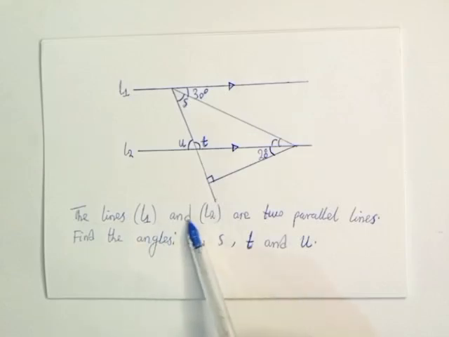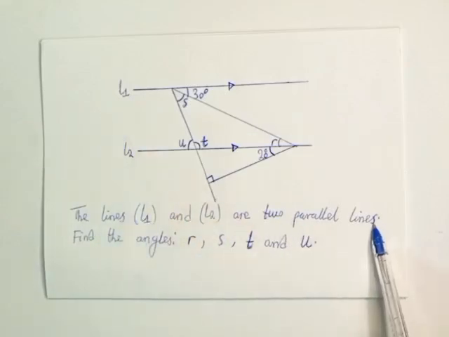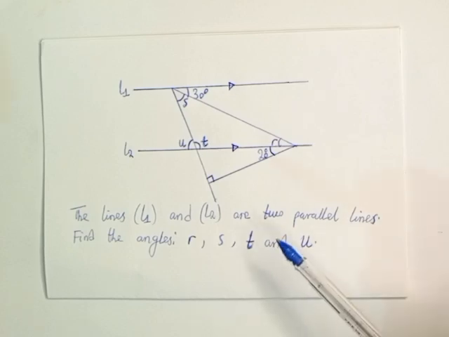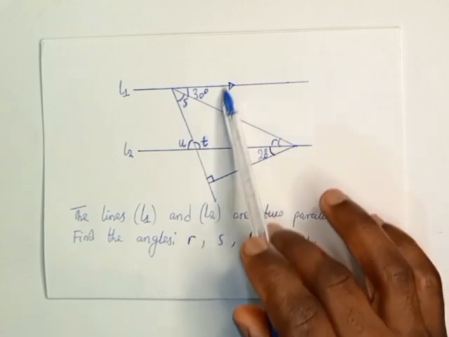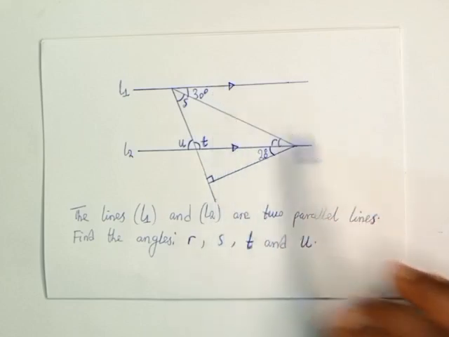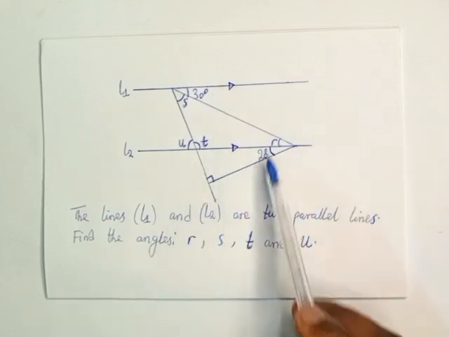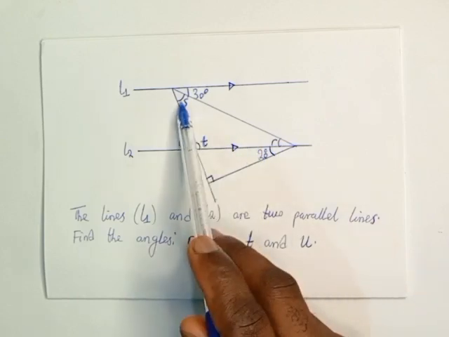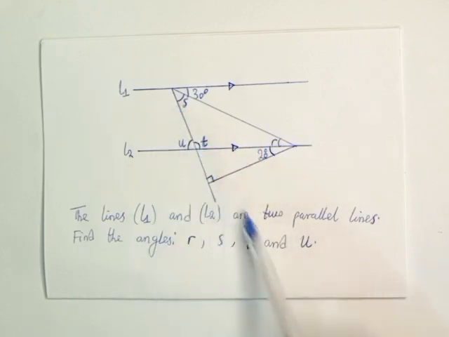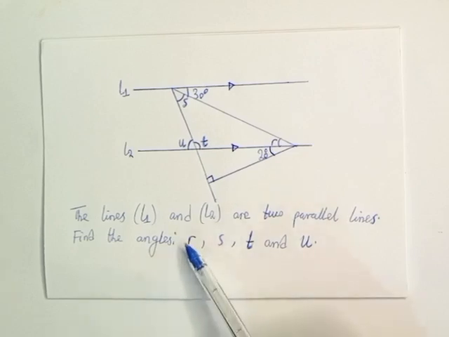The lines L1 and L2 are two parallel lines. Parallel lines are lines that will never meet. You can see the arrows indicating their directions. Find the angles R, S, T, and U. By making use of our knowledge on angles, it is possible for us to find the unknown angles in the above figure.